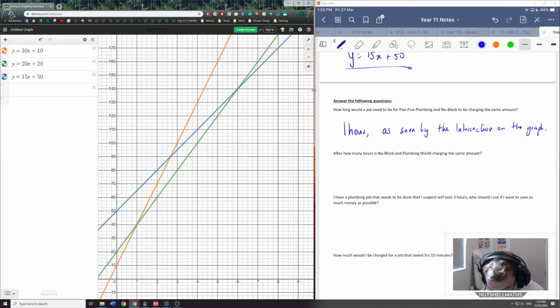After how many hours is No Block and Plumbing World charging the same amount? No Block is green, Plumbing World is blue. After how many hours? We can see the hours are along here. We're looking for the intersection where they're charging the same amount. It is 6 hours. And we're all saying 6, good. I could even put in brackets here, $140.